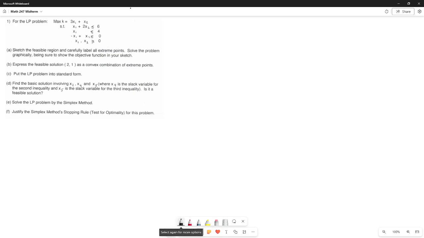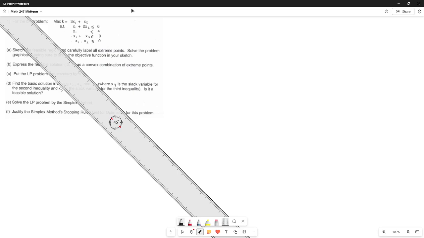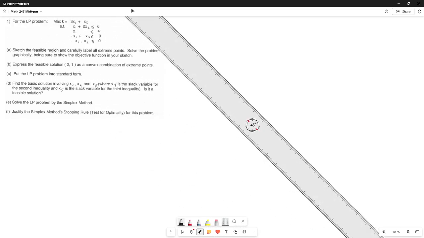So, 1A says to sketch the feasible region and carefully label all extreme points. Solve the problem graphically, being sure to show the objective function in your sketch. Okay, so let me see if this would actually work.